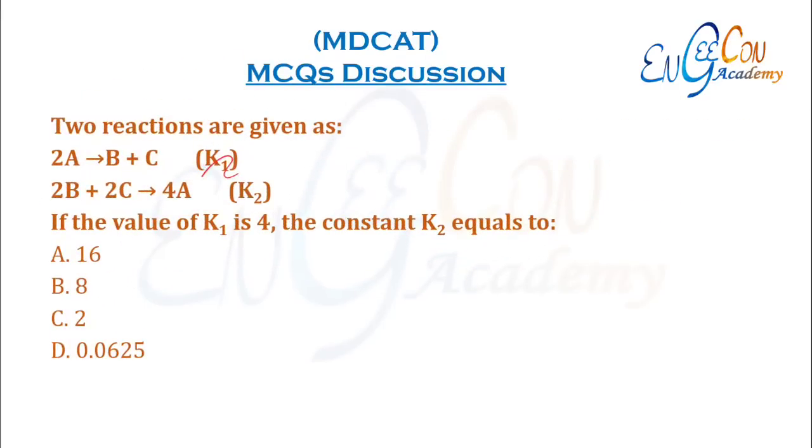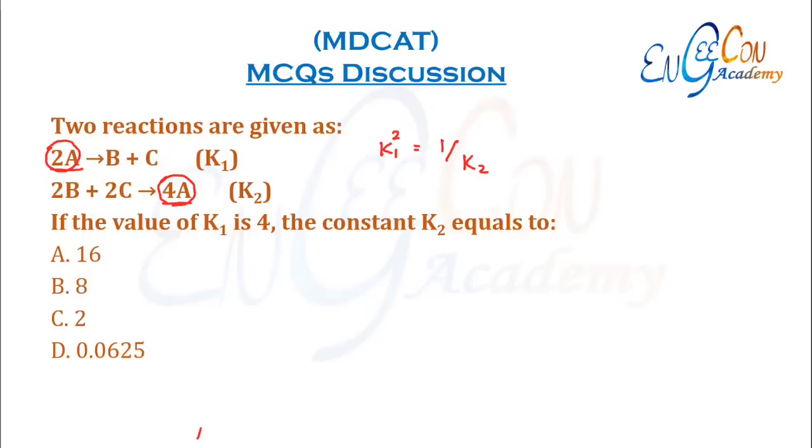Two reactions are given, K1 and K2. If the value of K1 is 4, the constant K2 equals. Now here we have A here and here we have A here. So it means that K1 and K2 are inverse of each other. Now K2 has 4 moles here and K1 has 2 moles here. It means that K1 square equals K2.